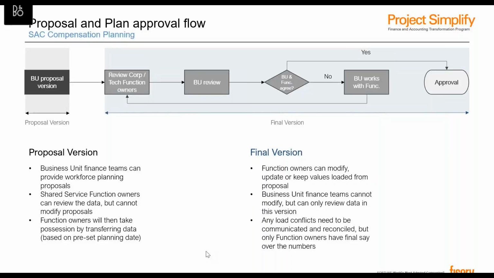Now, in this process, the next step is for the business unit to review what has been finally accepted by the respective corporate technology function. And if they are not in agreement, they both go back to review and reconcile. And once the business unit gets to a point they agree with the final numbers, then they approve that in the system. And that's when the plan is considered complete.